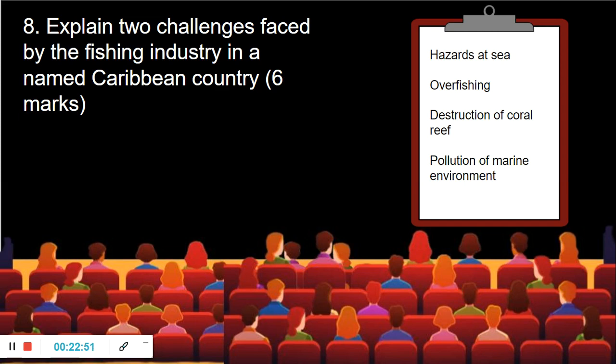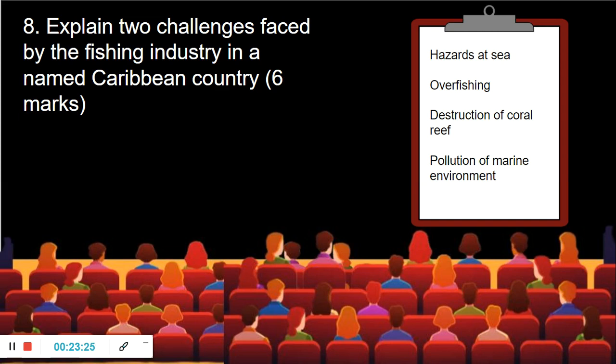Then we have overfishing, where too many fish are being caught, and among the fish that are being caught are young fish that do not get a chance to grow to maturity so that they can reproduce. This can bring about extinction of certain species of fish. So that might be a problem.